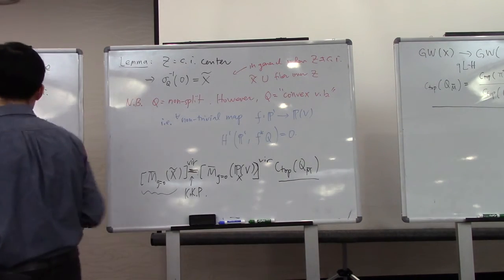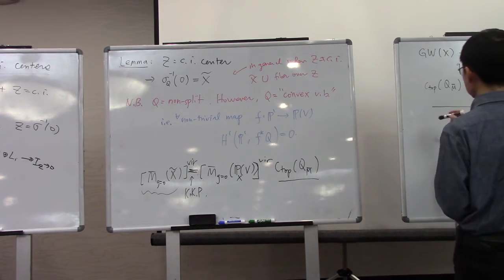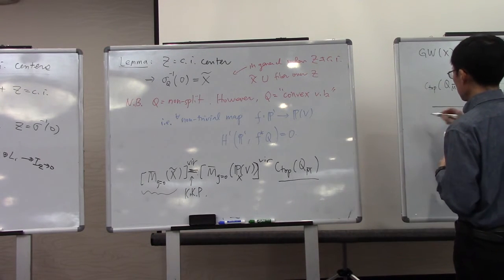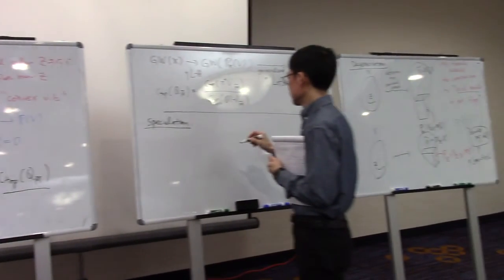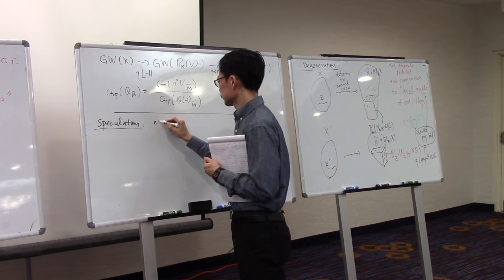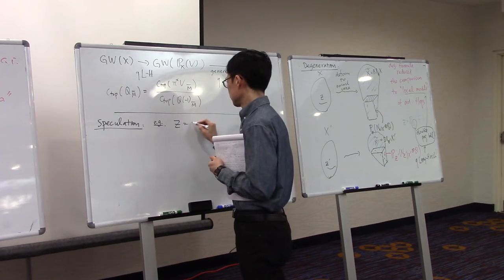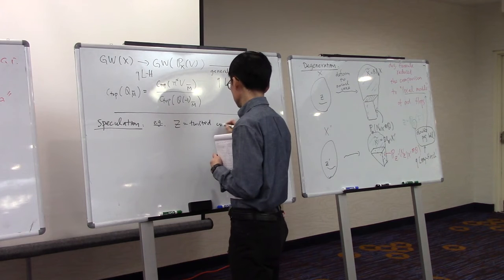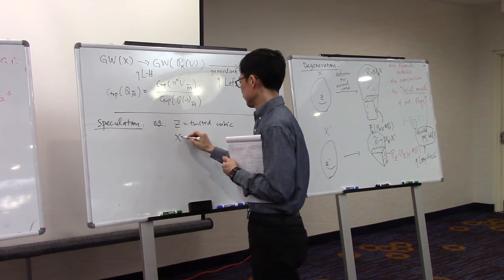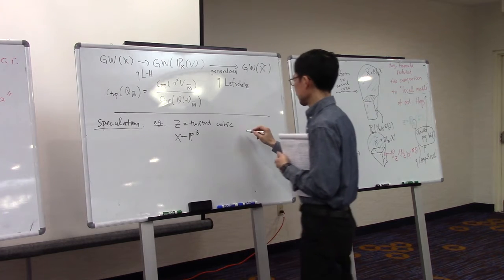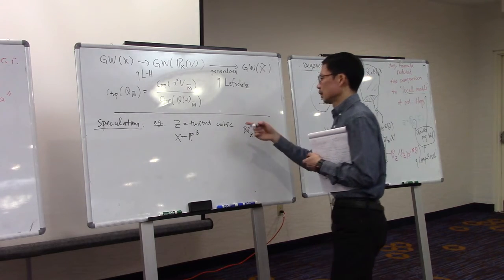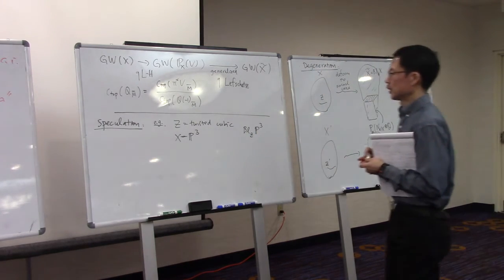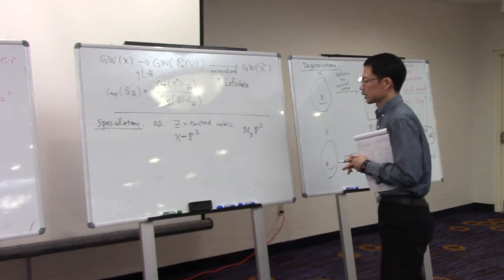And one can try to get more general. A broad formula speculation is the following. Maybe you can start with, for example, Z to be a twisted cubic, and X to be P3, the simplest. Then you will try to study the blowup of the twisted cubic in P3. This is the simplest example I can think of where Z is not a complete intersection.